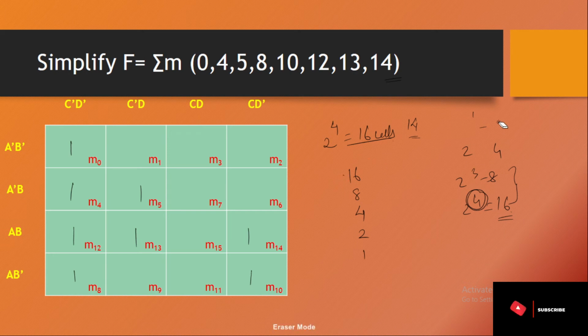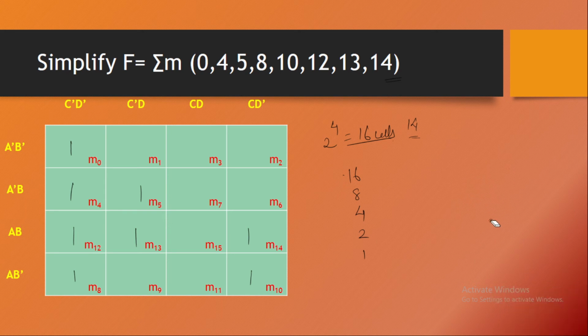So let's start with 16 if possible. But in this K-map, 16 is not possible, because if I have to select 16 cells, then all the cells should have been occupied with 1. But 16 is not possible here. So let me check whether 8 is possible. 8 is also not possible, because I don't have 1 here, or I don't have 1 here. So 8 cell or 8 elements in a group is not possible. Let me try for 4 elements. Yeah, 4 is possible. So I can take this as my first 4 element group.